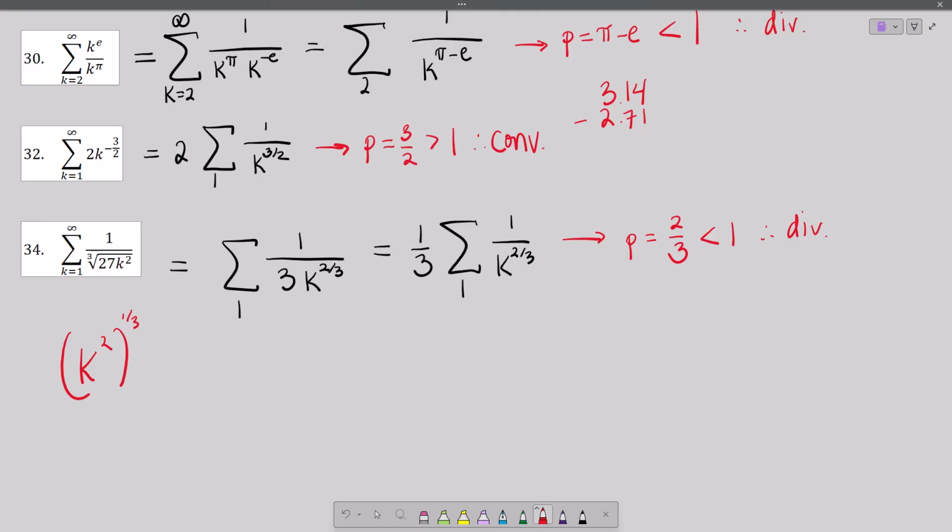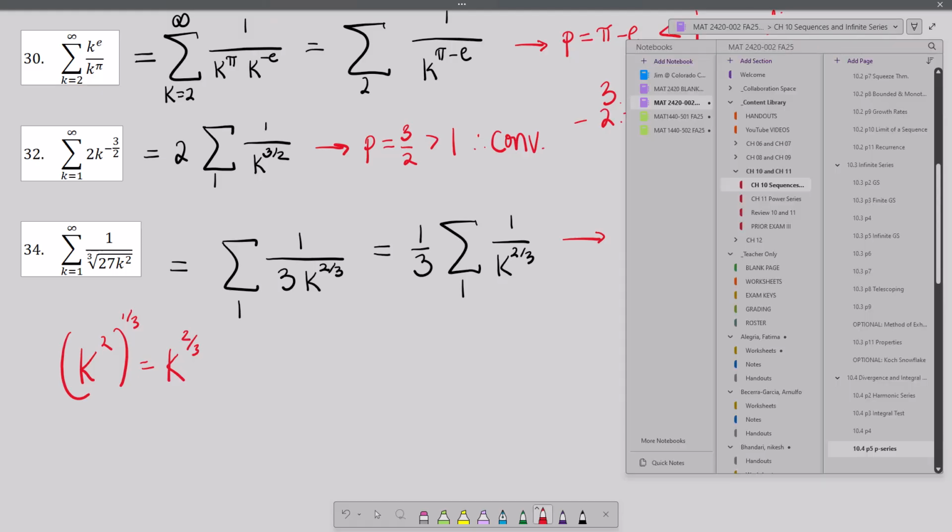But that's not P there. We have to combine those first. When you have a power to a power, you multiply. So that'll be your P. So you want to get it to the point where it's k raised to a constant power. K to a constant: P-series. We love P-series.